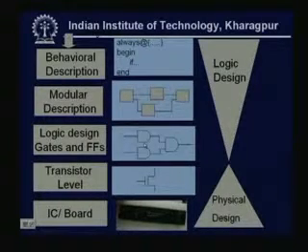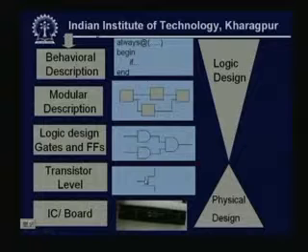Next, each gate is again represented by some transistors. That means the gate is a smaller subsystem and again it is partitioned into smaller systems, that is, the transistors. So the transistor level module is shown in the fourth step. And last, the actual digital ICs, that means on a piece of silicon the actual transistors are fabricated and we get our final IC, which is shown in the last step.